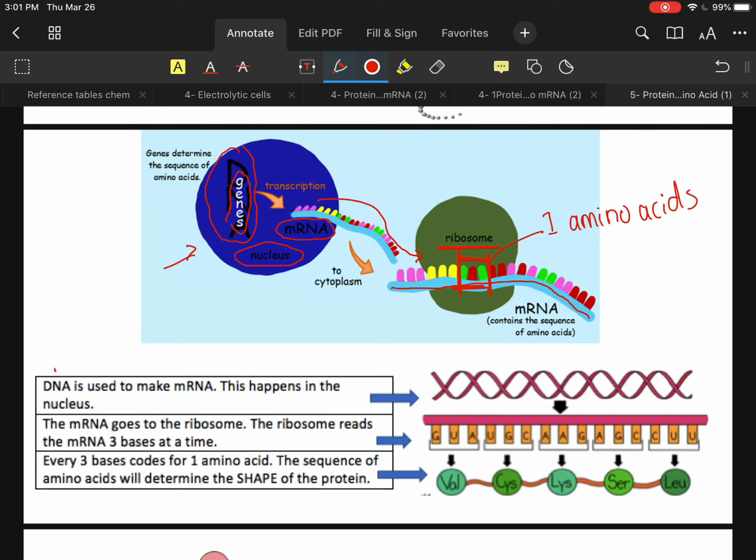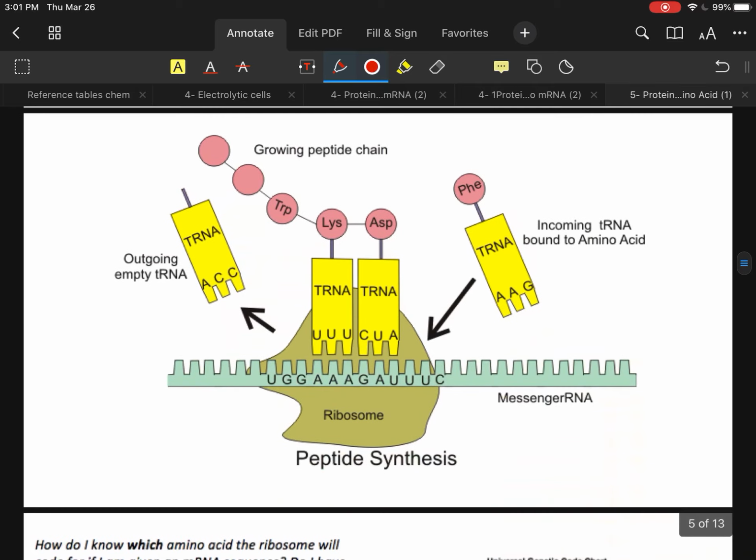So this is a nice picture down here too. We know that DNA, which is double-stranded, one of those strands can be used to make RNA, and that RNA goes to the ribosome and it's once again read 3 bases at a time, and every 3 bases codes for 1 amino acid. And there are 20 different amino acids. But the mRNA sequence will tell me which amino acids will be part of that protein.